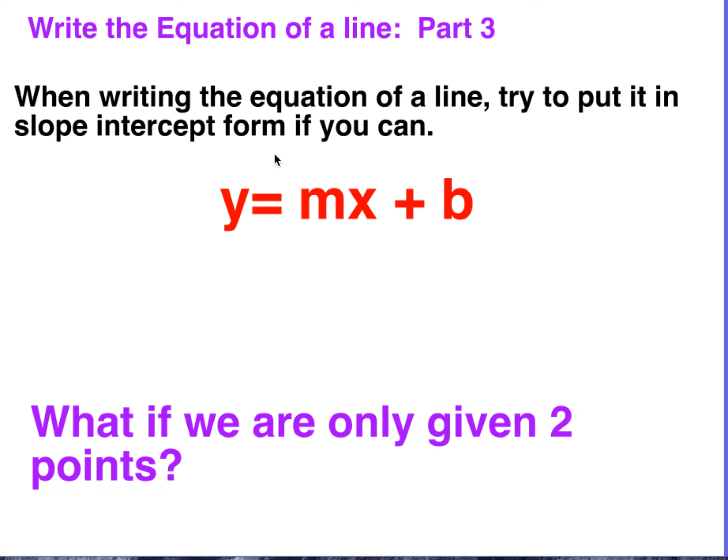Okay, so the last different type of scenario that you may see is when you're given just 2 points of a line. So you're not given a slope and you're not given the y-intercept. Because slope-intercept form asks for slope and it asks for the y-intercept. So if we're not given these two pieces of information and we're only given just 2 points, how do we do it? So let's look at this.